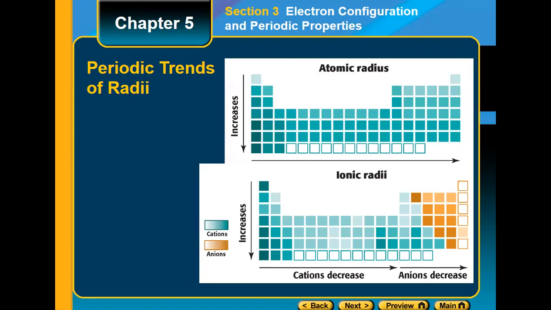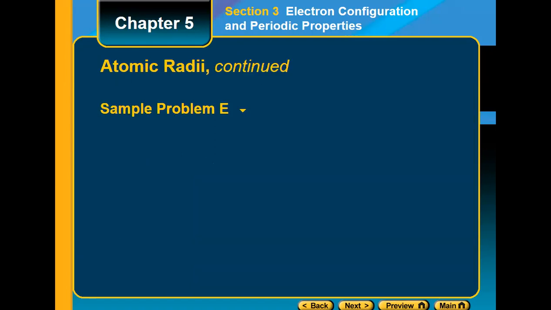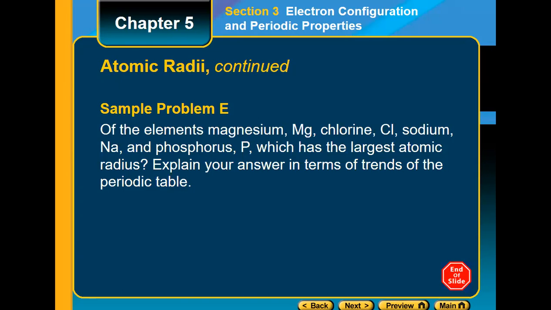Okay. So for example, I give you these elements: magnesium, chlorine, sodium, and phosphorus. Which one has the larger radius and which one has the smaller? Let's try to answer this question together. Let's mix two sections, okay? We're going to use what we learned in the last section here.